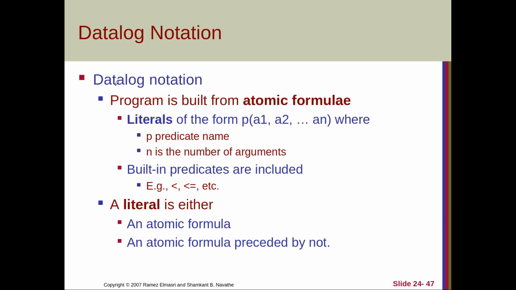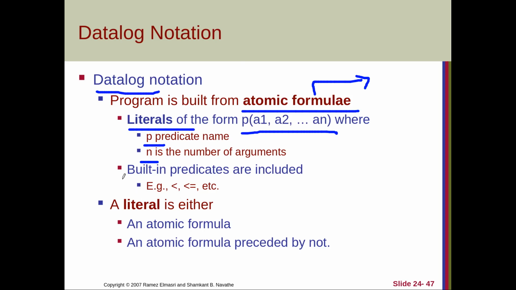Now when we come to Datalog, we will have slight differences in the representation. Datalog almost follows the same format. In Datalog, a program is built from atomic formulas. All the statements that we are writing are called atomic formulas. And in that atomic formula in Datalog, the literals are represented in the form P of A1, A2, up to AN. It is almost similar to the previous case. Predicate, then arguments. So P is the predicate name, and N is the number of arguments. So in Datalog, this portion is the same.